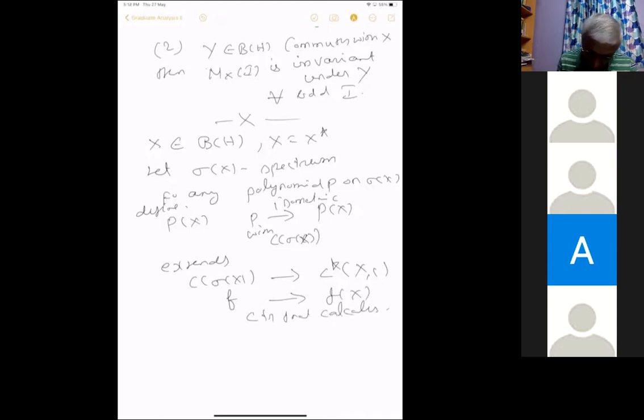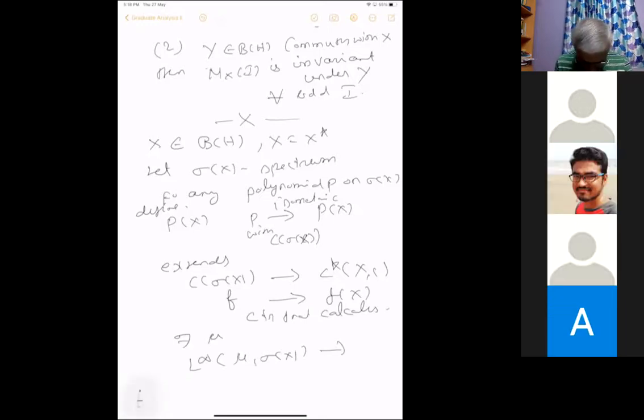This continuous functional calculus can be further extended to L infinity. There exists a mu, which is unique up to mutually absolutely continuous, such that we can extend to L infinity mu of sigma of X. I will not say exactly what this is; it is what is called a von Neumann algebra. This is not a C star algebra, it will be something bigger than that. You have to take the closure in the strong topology.